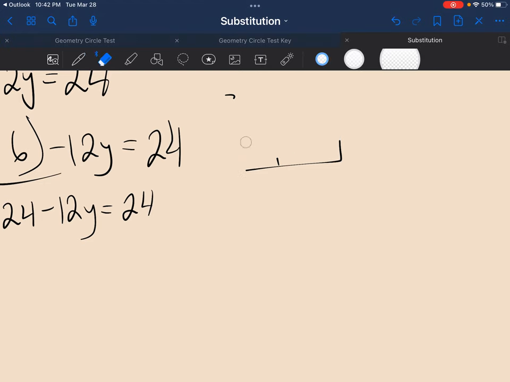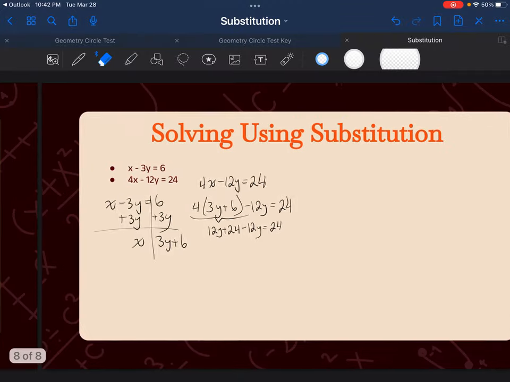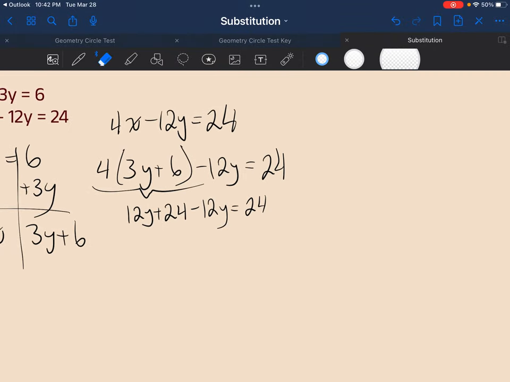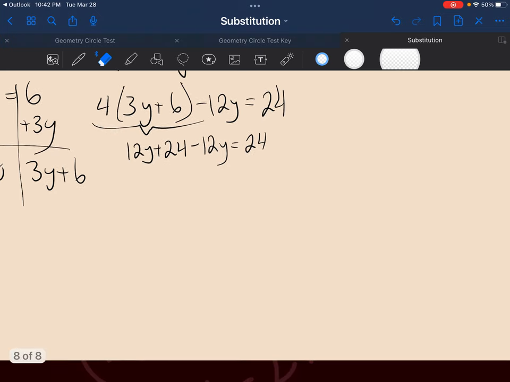I'm going to erase this just because it's in my way. Teacher, feel free to go back and erase it if you need to, and pause it if you need to.